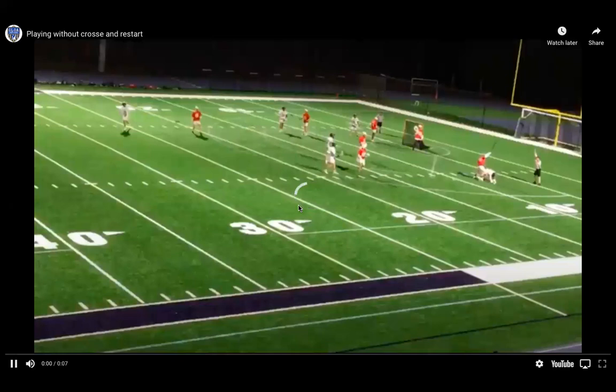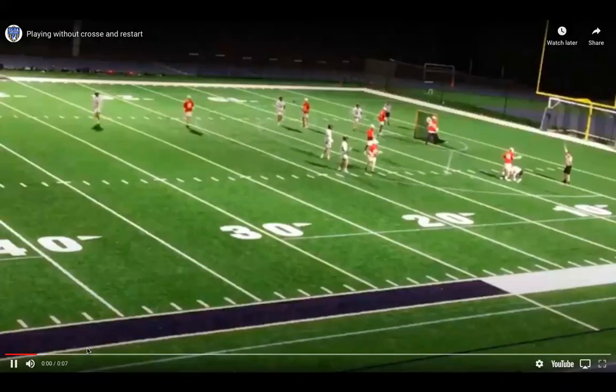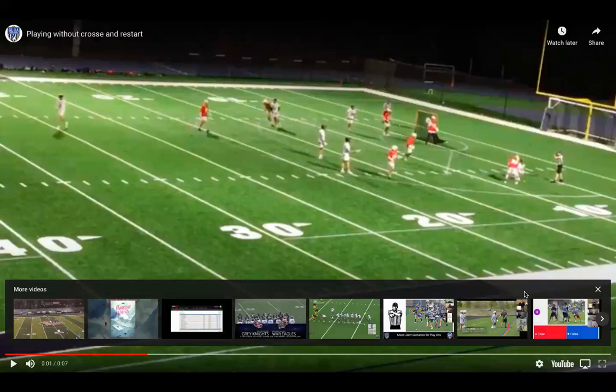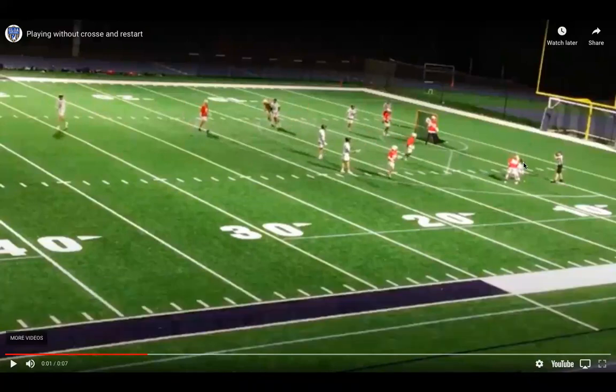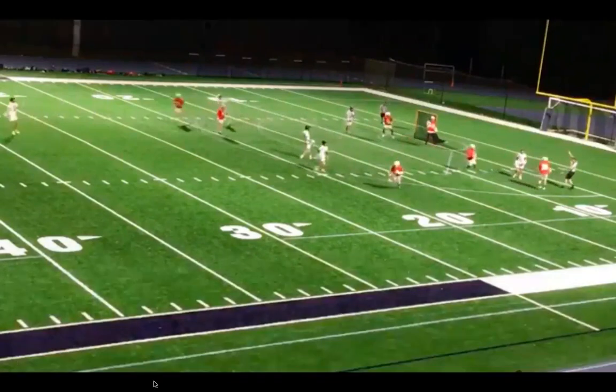This is playing without the cross. So what we didn't see was, I had to look up this game. This white player lost his cross and got in the way of the red player trying to play the ball. This is illegal procedure, playing without the cross.